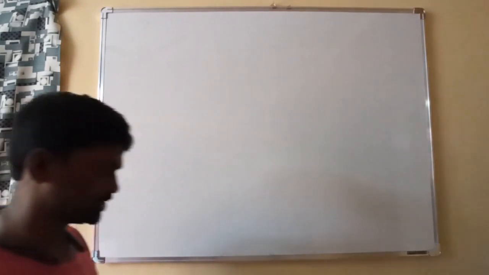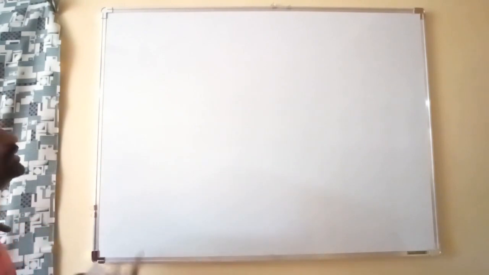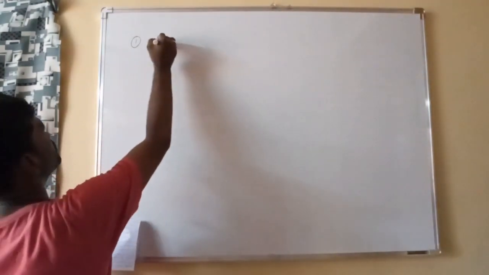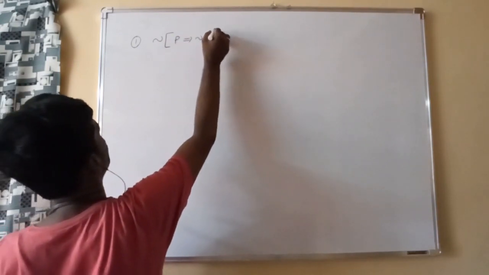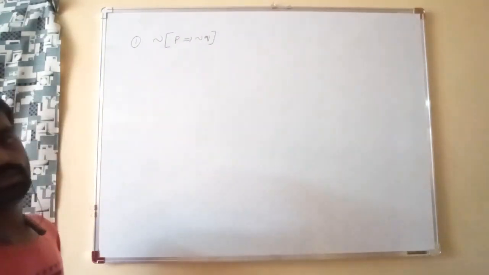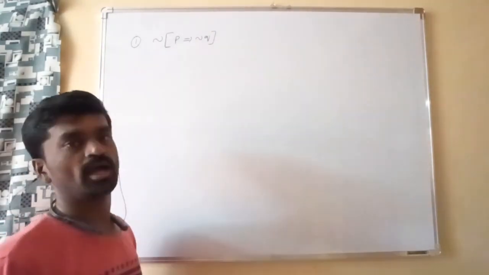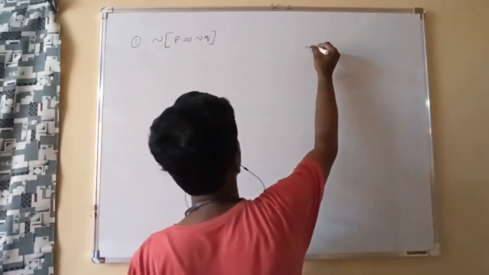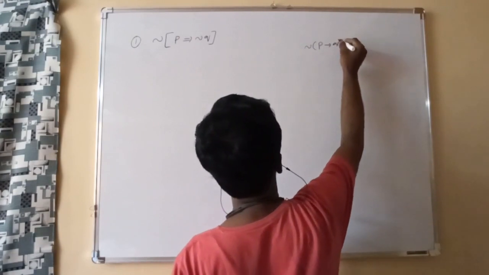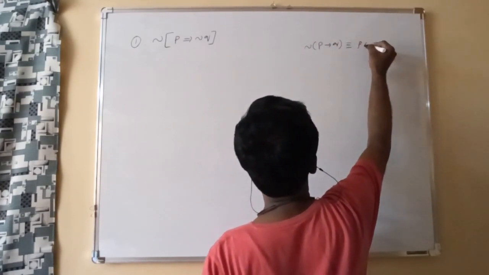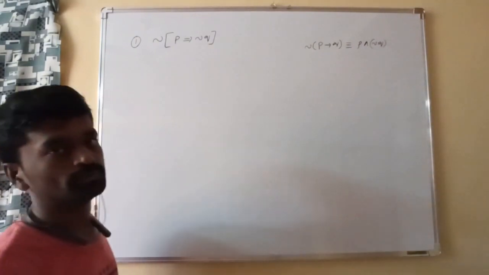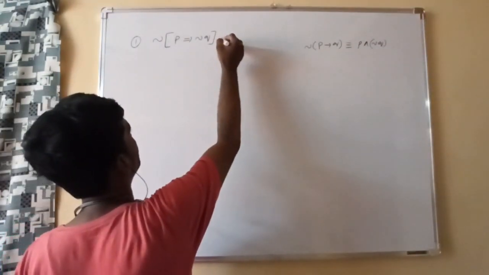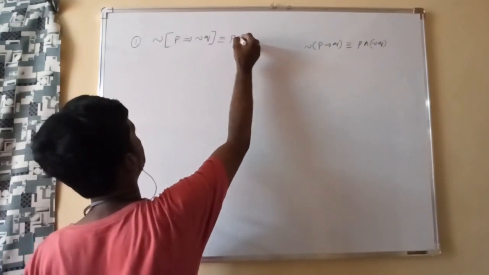So next, the first question, and it is purely based on formula. The question was, negation of P implies negation Q, it is equivalent to what? If you observe part 2, in part 2 I have already given the formula. Negation of P implies Q is logically equivalent to P and negation Q. So by applying that formula here, it is logically equivalent to P and negation Q.